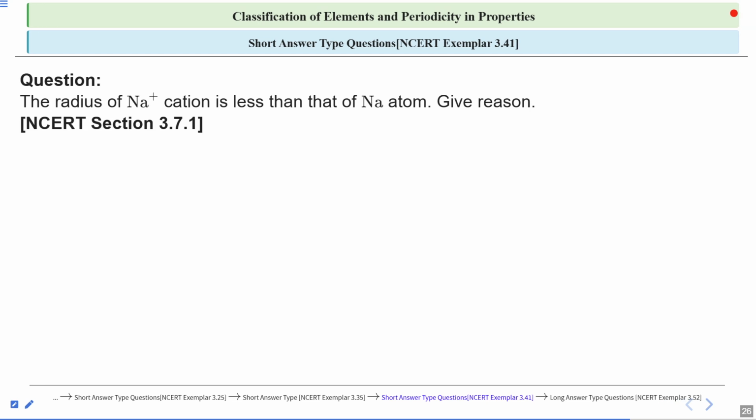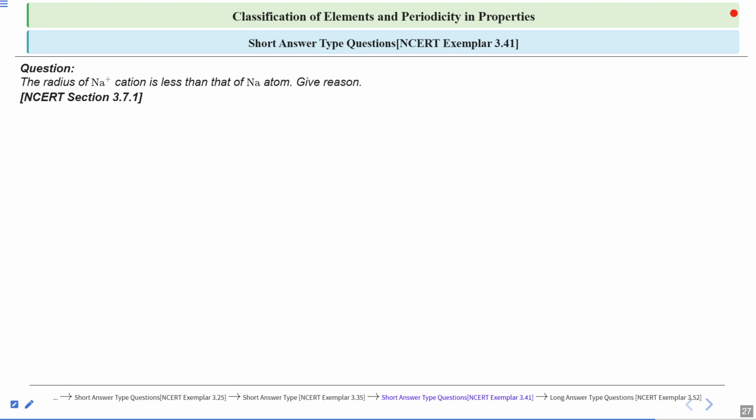The radius of sodium plus cation is less than that of sodium atom. Give reason. Now we have seen this thing, that the cation is always smaller than the parent atom. Now what is the reason behind it? Just think over it. Your time starts now. Okay, so your time is up. Let us see why it is true.